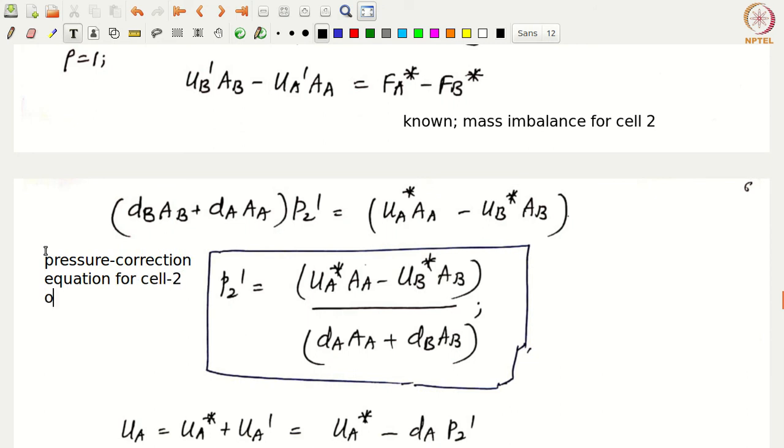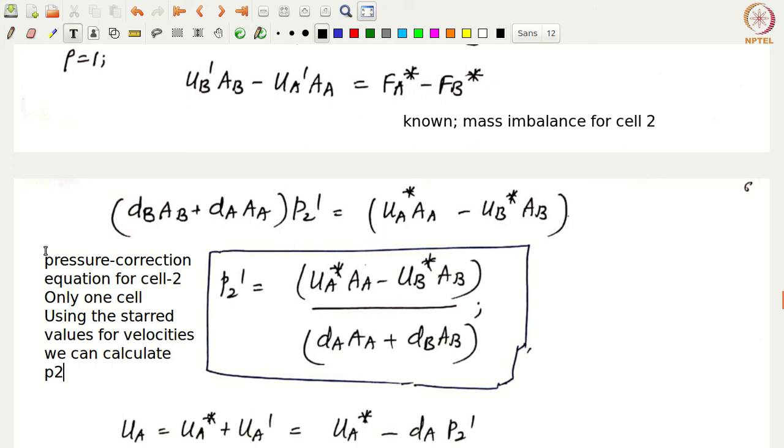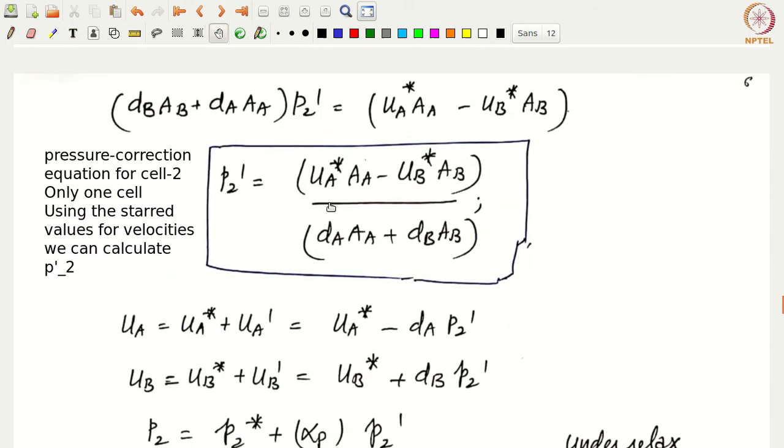Again, we have only one cell, so we don't need to solve with Gauss-Seidel. Rather, using the starred values for velocities, we can calculate P2 prime. That can be calculated. Okay, fine. So this is the pressure correction equation.